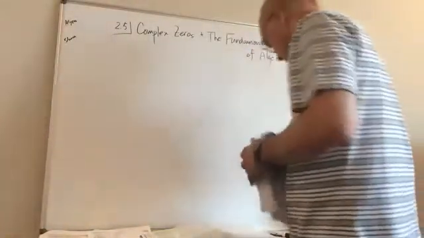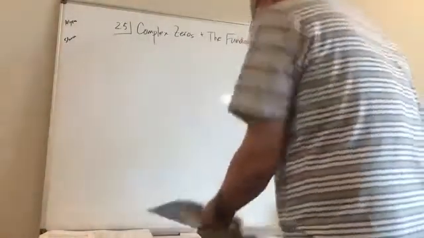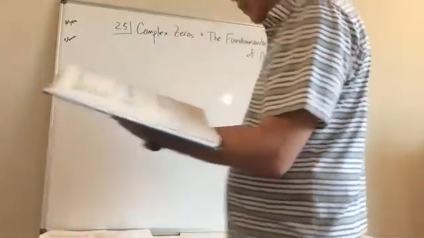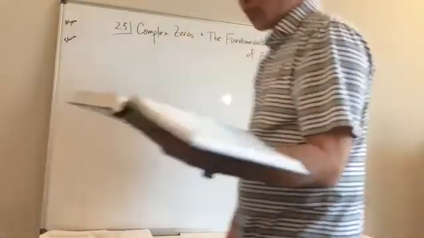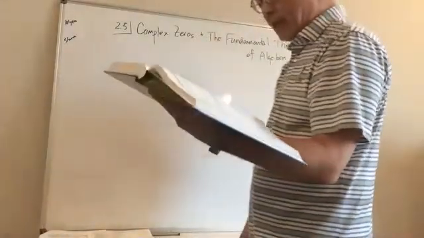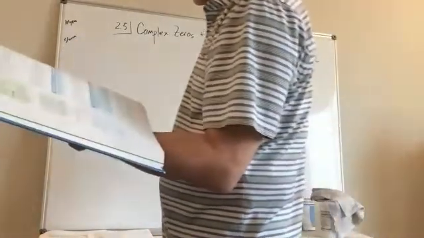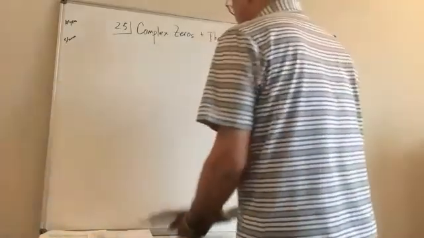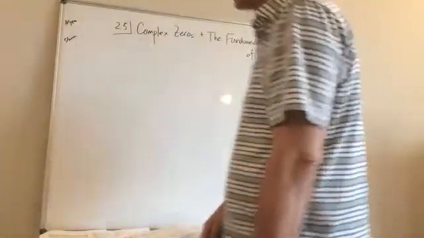Okay, so suppose that f of x is a polynomial function with real coefficients. If they're real coefficients, then a and b are real numbers. Then if a plus bi is a zero, then a minus bi has to be a zero also.